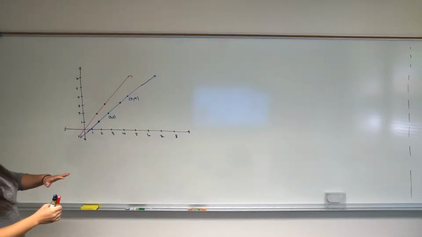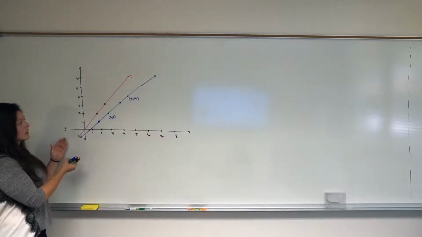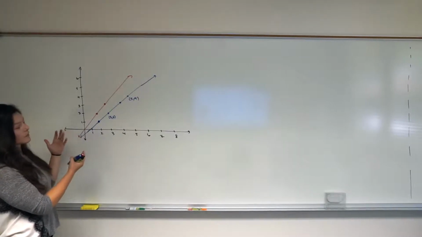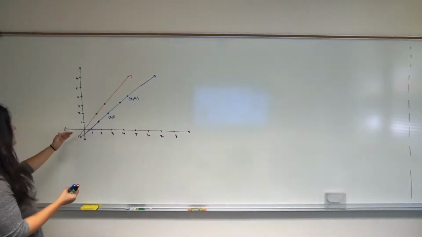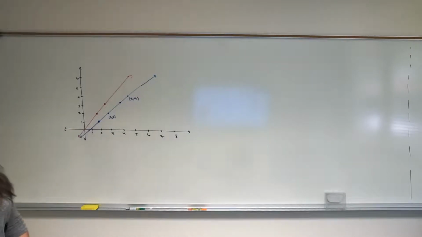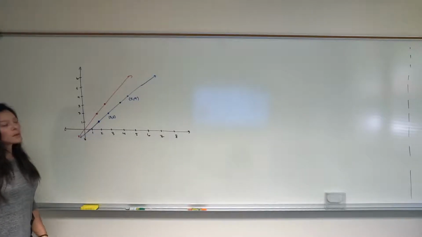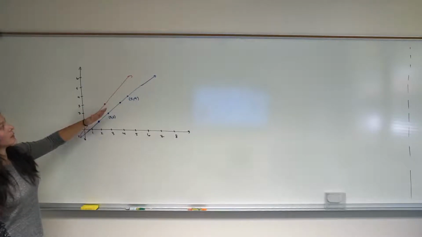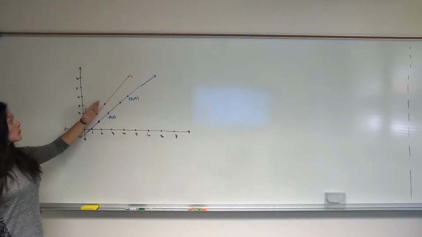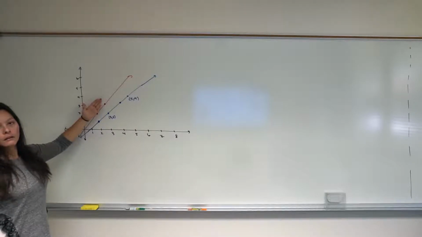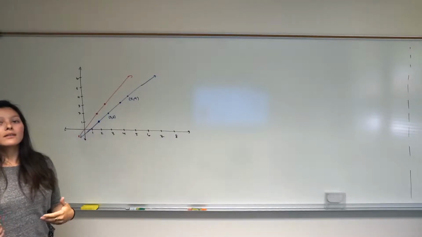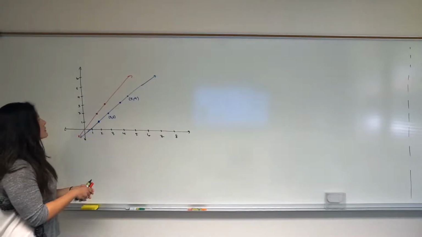Now taking a look at these 2 lines here, what can we say about these 2 lines other than the fact that they have different points? What else do you notice about these 2 lines? What's different about them? Some of you might be thinking, well, the blue one is tilted a little bit more than the red one, or the red one is steeper than the blue one. This notion of steepness is something that we call the slope of the line in mathematics.